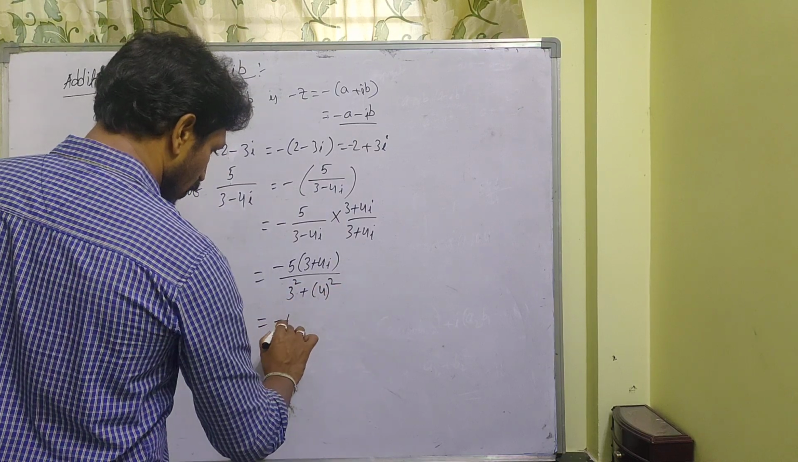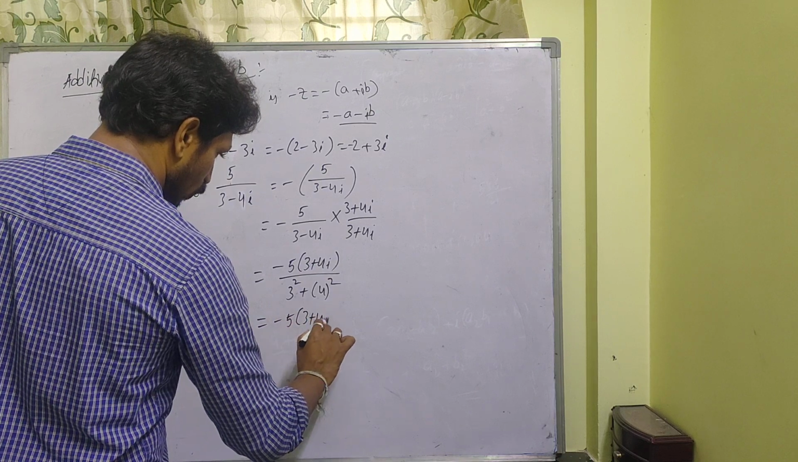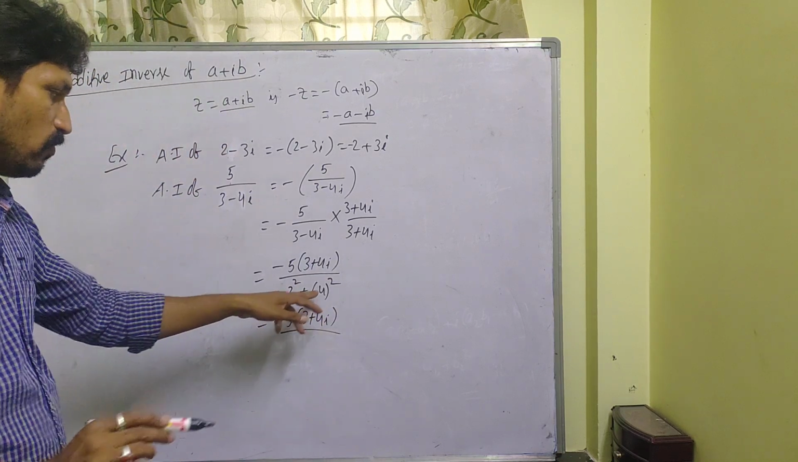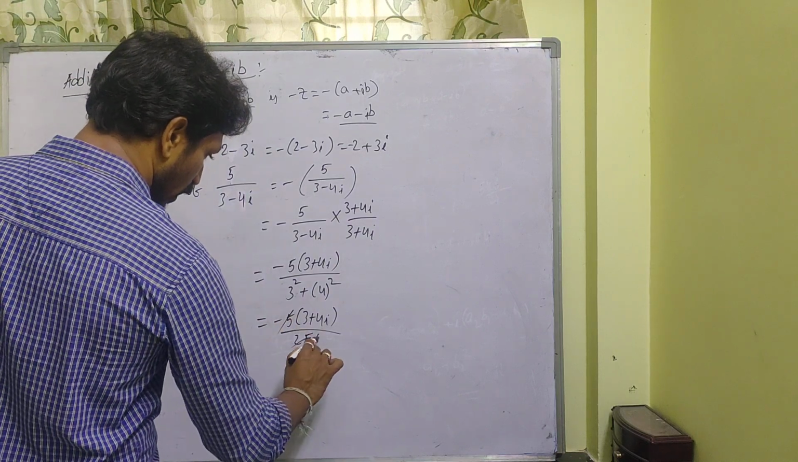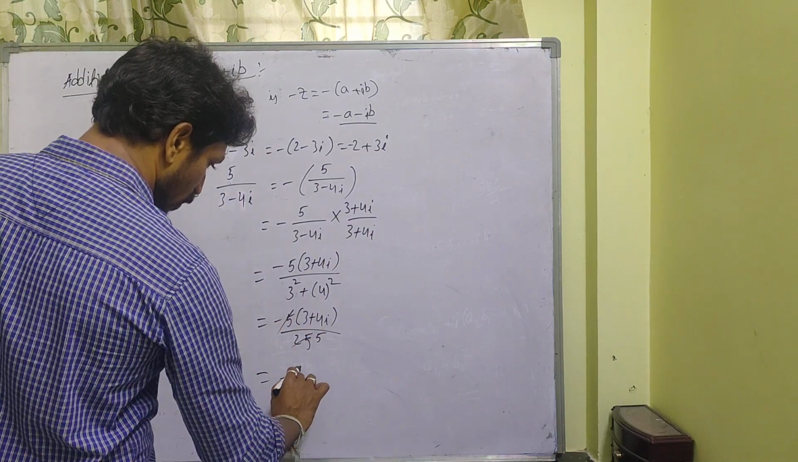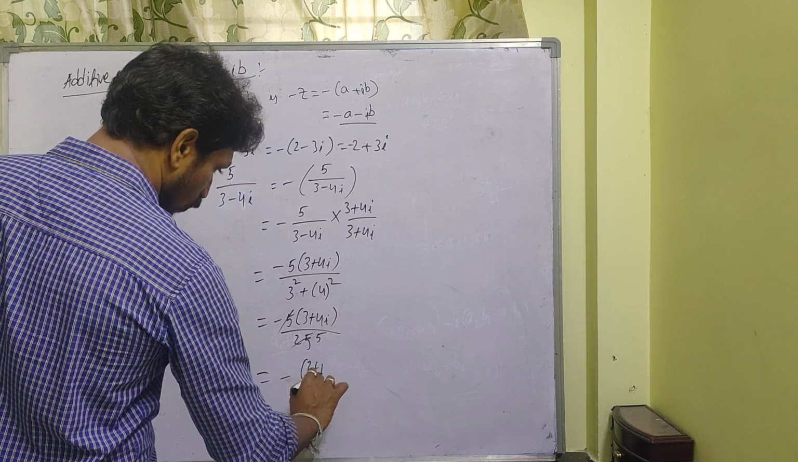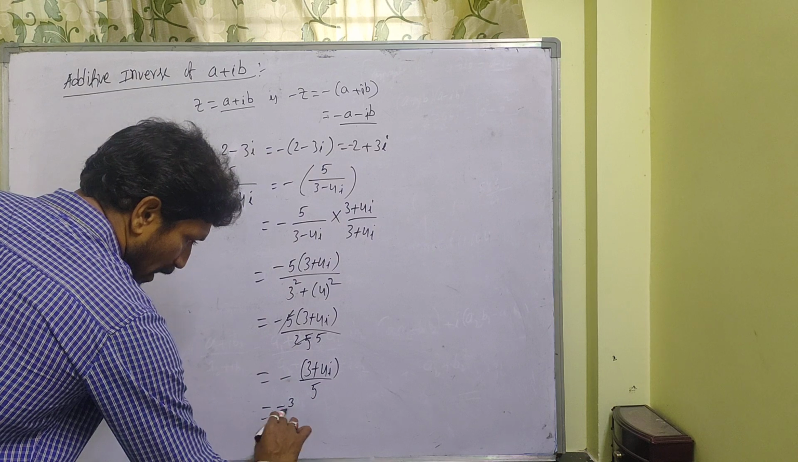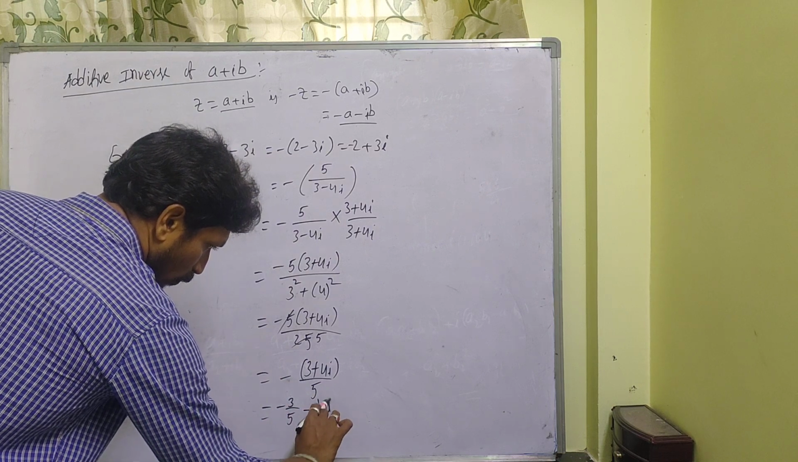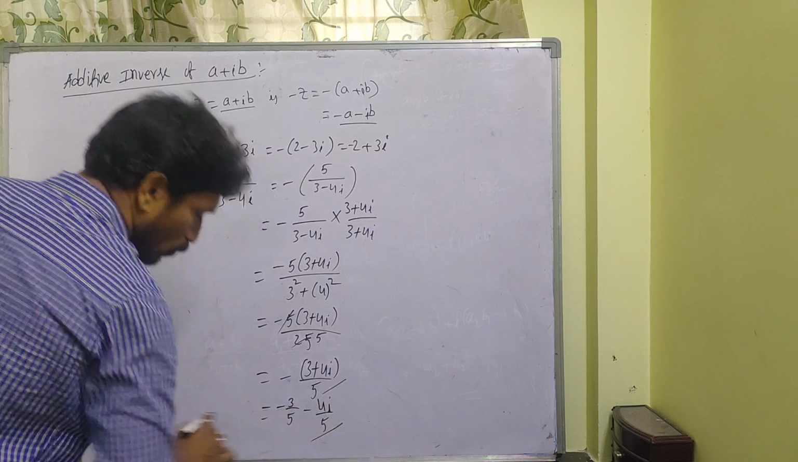So this is nothing but minus 5 into (3 plus 4i) by (3 square 9, 4 square 16), 9 plus 16, 25. So this 5, 5 times going. So what is your answer? Minus (3 plus 4i) by 5. In other words, you can write this as minus 3 by 5 minus 4i by 5. Anywhere you can write.